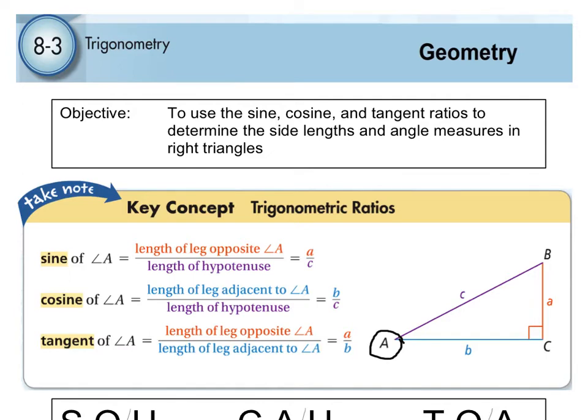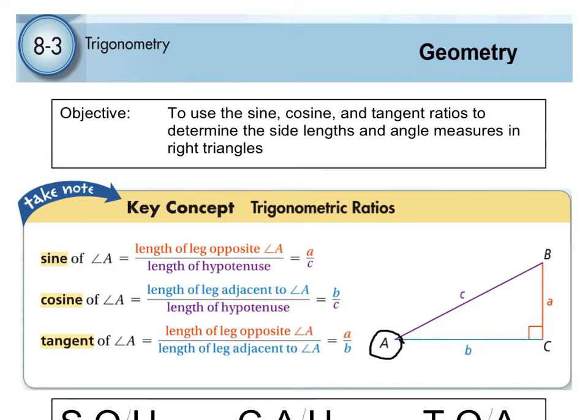The cosine of angle A is the length of the leg adjacent to angle A divided by the length of the hypotenuse. Here's angle A. The side adjacent to it is B, because it's part of the angle, divided by the hypotenuse, which is C. The last one is the tangent. The tangent of angle A is the length of the leg opposite angle A, which is side A, divided by the leg adjacent to angle A, which is side B. So A divided by B.